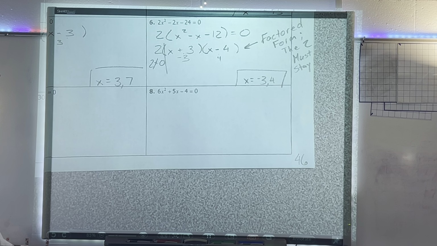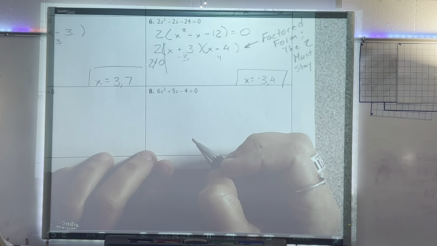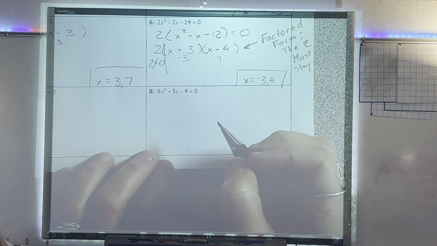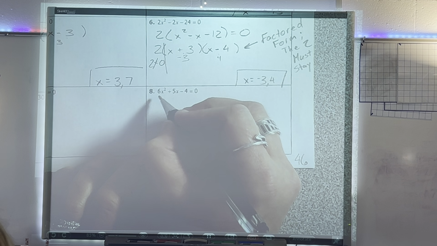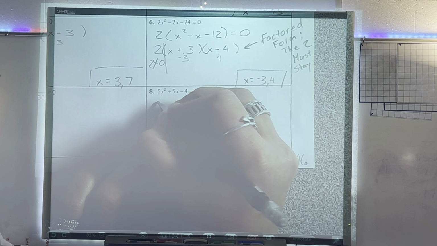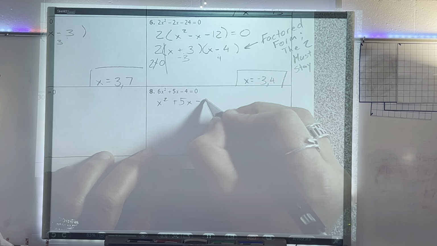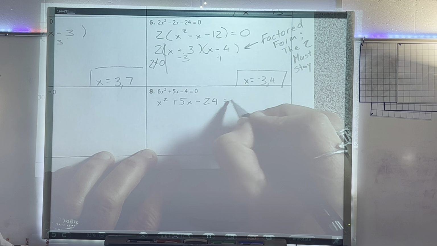Y'all okay there? All right, so when I slip and slide, what am I doing? You're taking your coefficient to my constant back there. Very good. I'm going to multiply that coefficient of 6 to my constant back there. So that's going to give me x squared plus 5x, and 6 times negative 4 is going to give me a negative 24 equals 0.